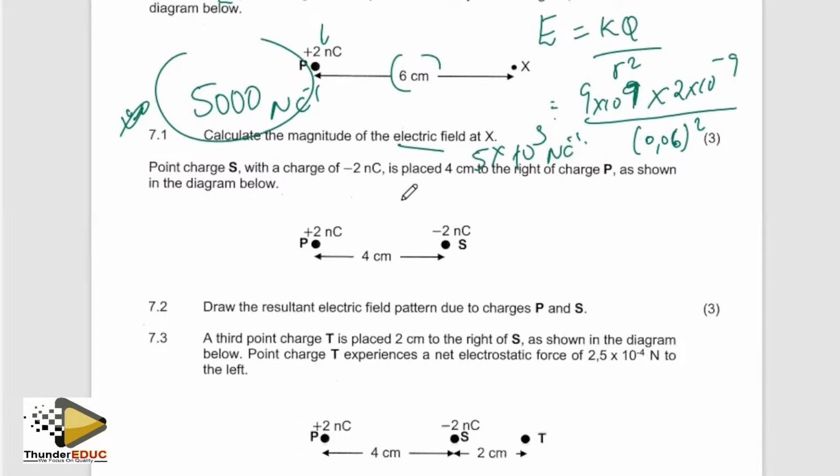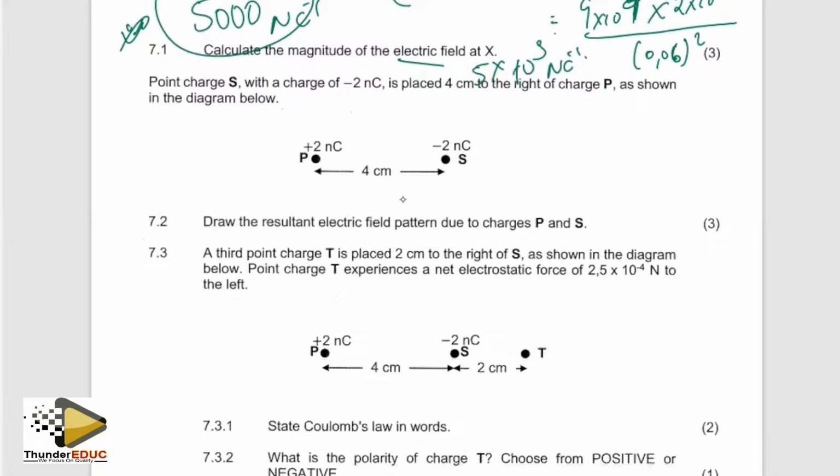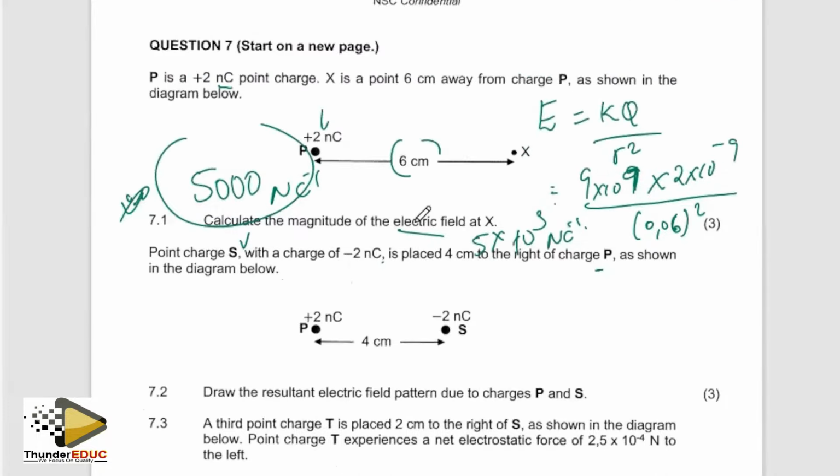All right, then they're telling us that now there is point charge S with a charge of negative 2 nanocoulomb that is placed 4 centimeters to the right of P. Remember, this was X. Let me just put X here. And then this is going to be 2 centimeters to make it 6.